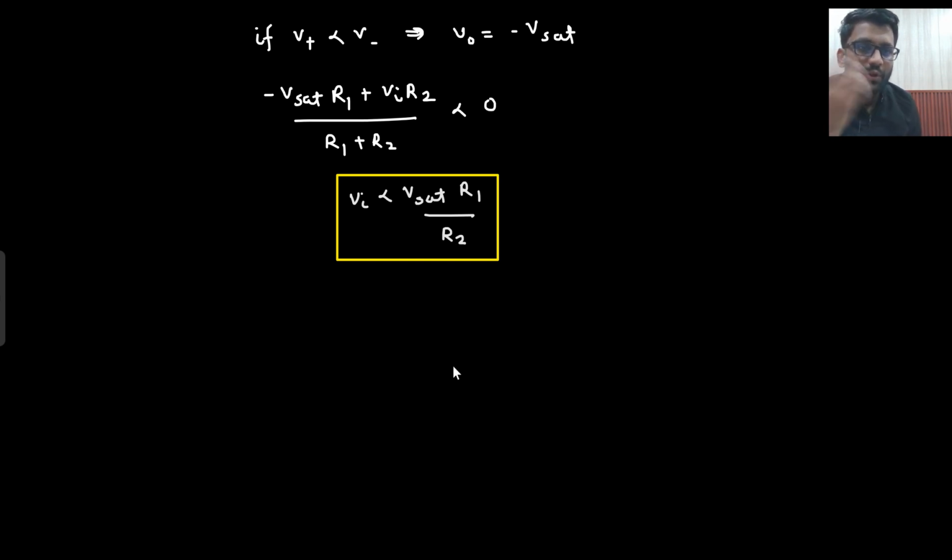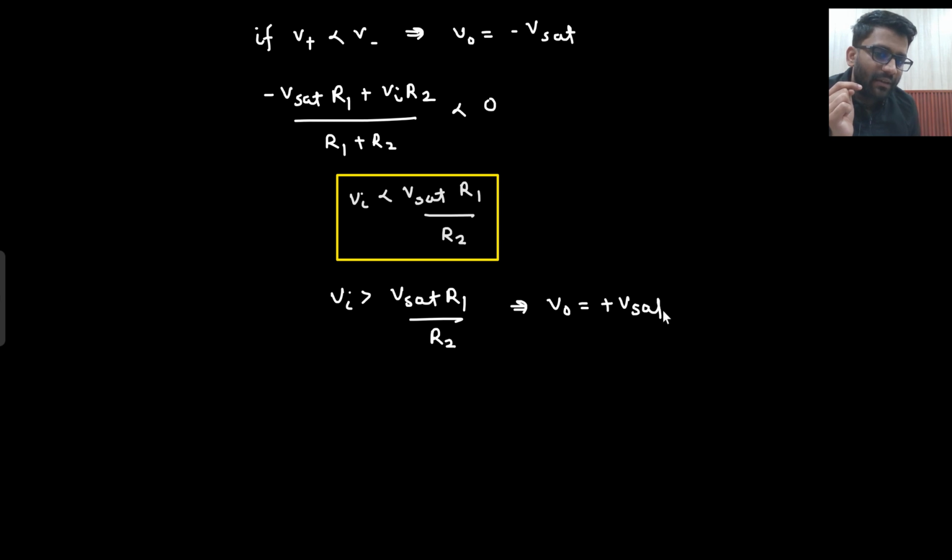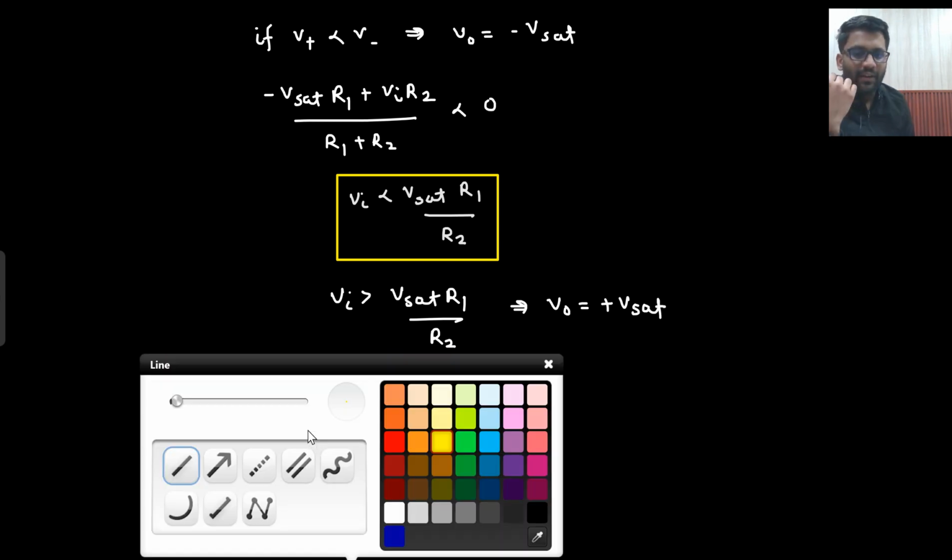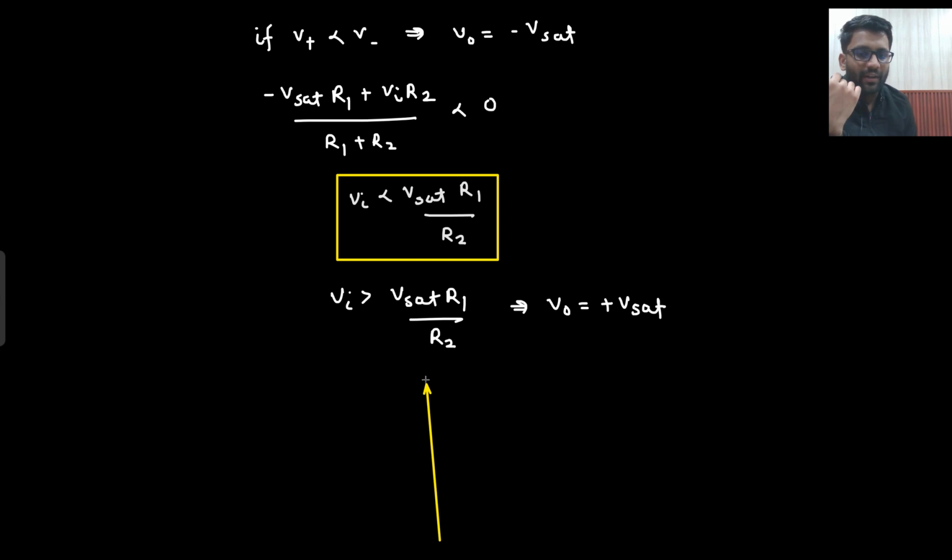Now what will you do? You will increase your input. Let's just say my input goes above V set into R1 by R2. If it goes above V set into R1 by R2, that means my output would have moved towards plus V set. So initially, if I draw the characteristics here, what happened?